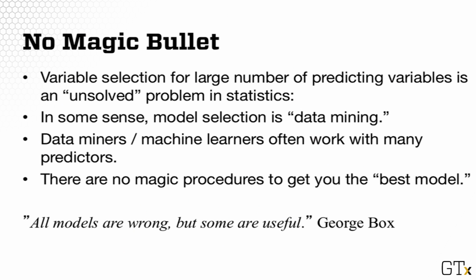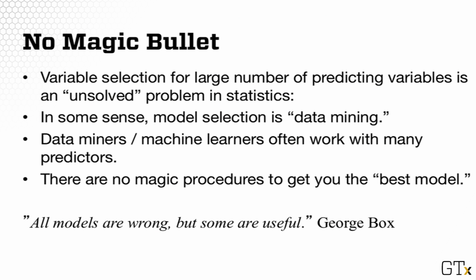There have been many approaches and advancements toward variable selection. Still, variable selection for a large number of predicting variables is an unsolved problem in statistics. While some of the modern approaches we will learn at the end of this lecture attempt to address this problem, variable selection is an art by itself. In some sense, model selection is data mining. Data miners, machine learners, often work with many predictors.